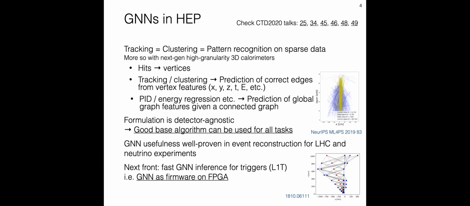But these are mostly offline tasks where you can spend some time, even a couple of seconds, to do really complex stuff. But what I find interesting, as a next front, is to do this in a fast environment, basically level 1 trigger. So basically, can we put graph neural network as firmware on FPGA is the question.